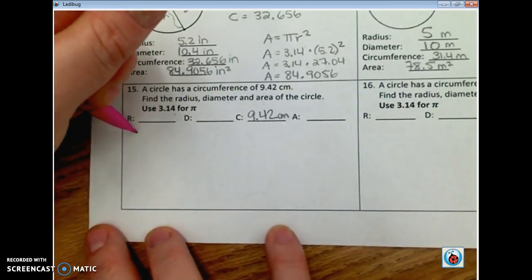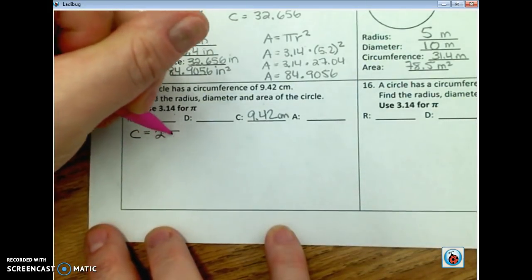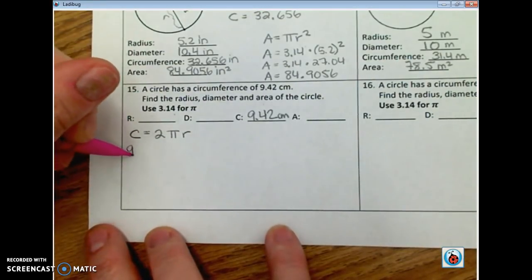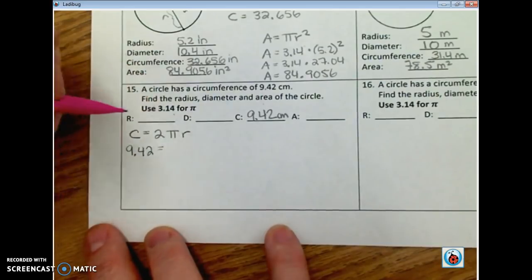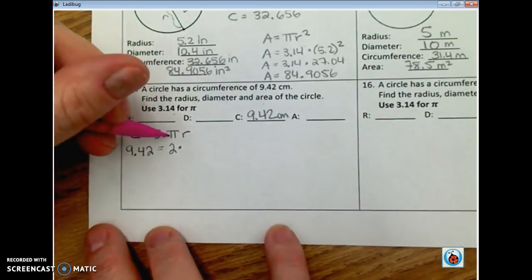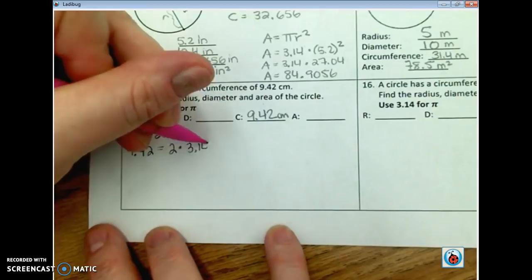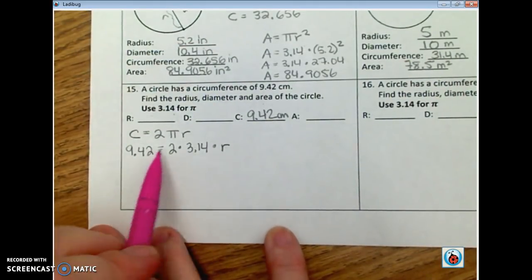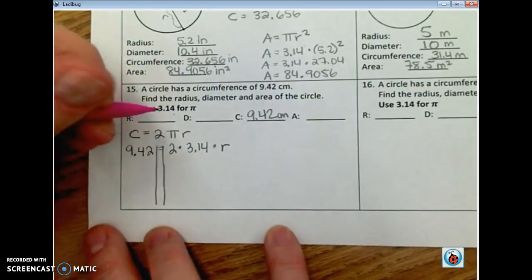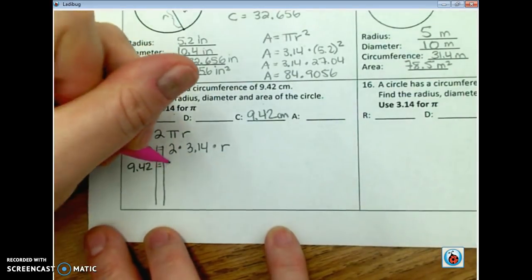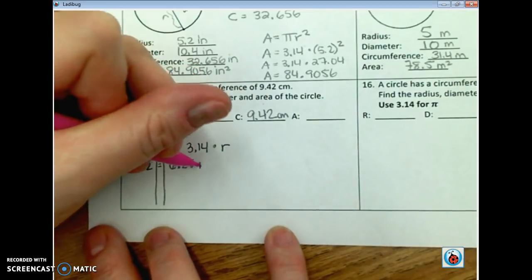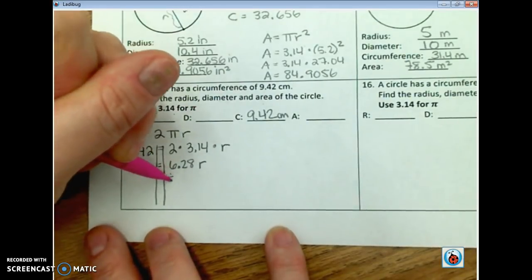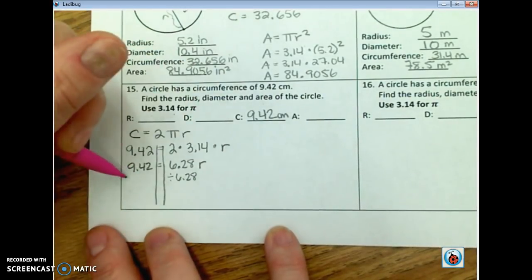Let's start with a formula. Circumference equals 2 pi r. Well, I know the circumference, so I'm going to replace the C with 9.42. 2 is 2. Pi, it said to use 3.14, but I don't know my radius. So I have one unknown, so I can solve an equation now. So 9.42 equals 6.28 times r.